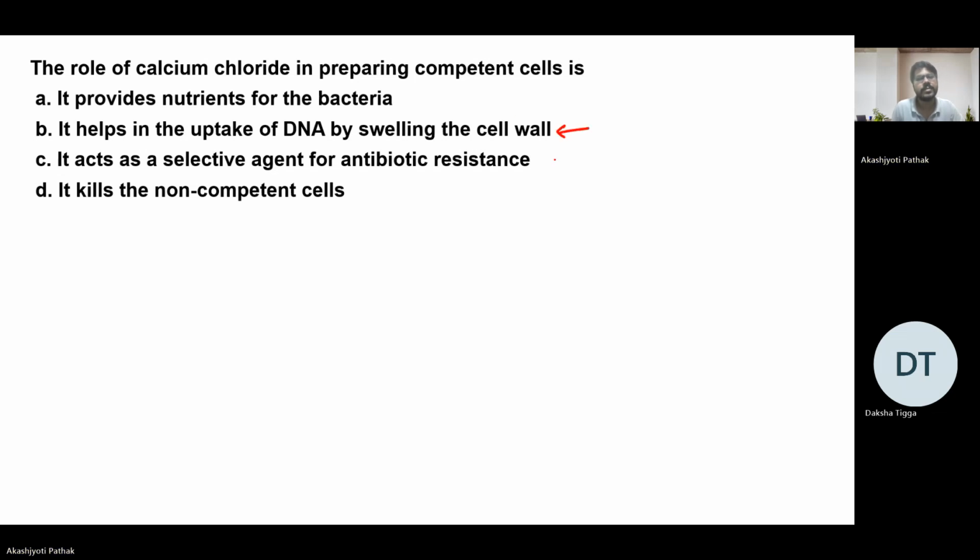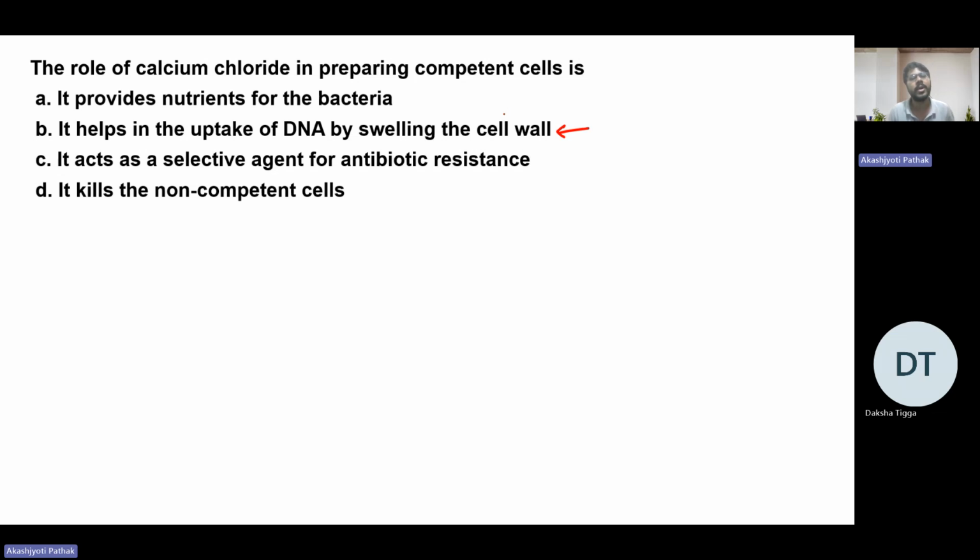Okay. So it will help in the uptake, but the DNA will only be uptaken when you follow the heat shock procedure. If you do not give the heat shock and you just add the plasmid to the competent cells, then the plasmid will not be taken up by the competent cell. After adding the plasmid, you have to give a heat shock. You have to put it in 42 degrees Celsius, then put it in the ice, and then add the recovery medium. You have to follow this process.